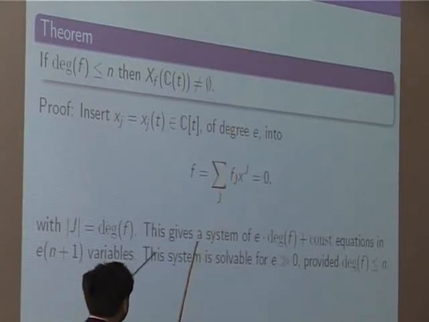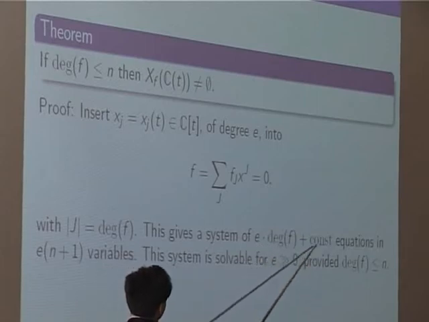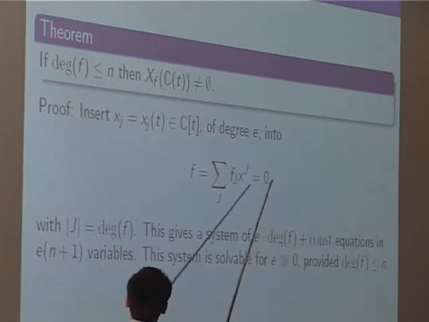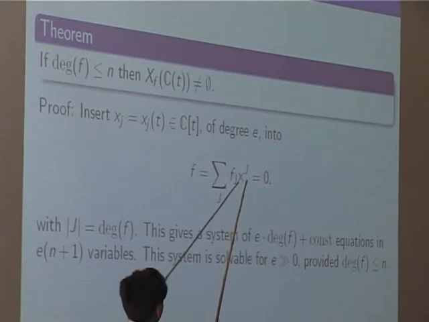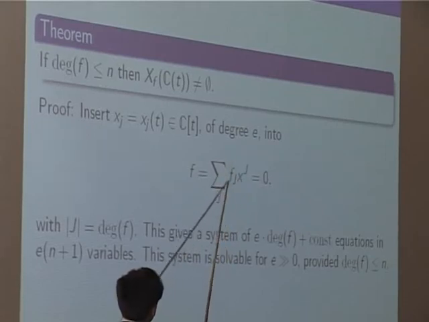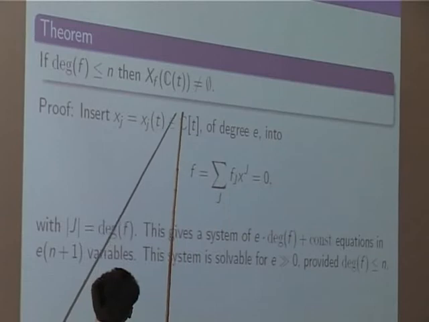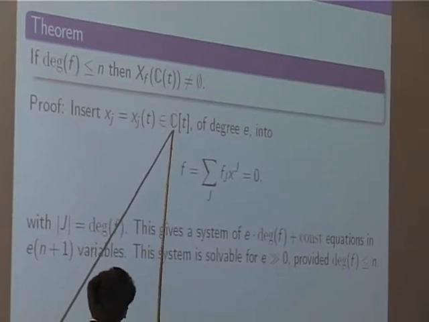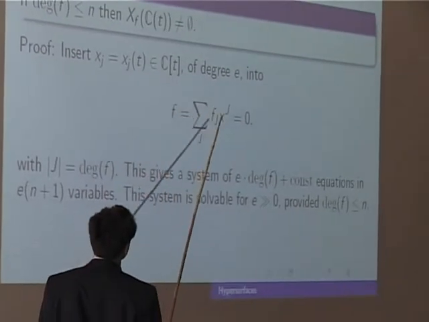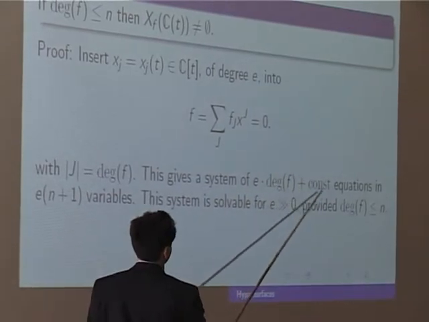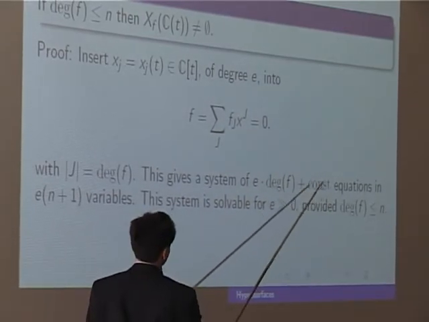So what do we get? We get a system of e times degree plus some constant equations in t. So I'm just looking at all the powers of t. And these fj's, they're also in my function field. So let's say they're also polynomials in t, and we take the maximal degree of those, and that will be in this constant.